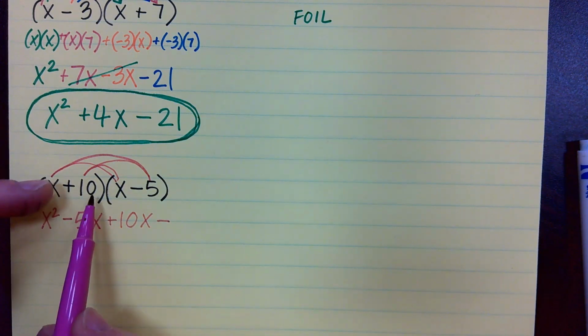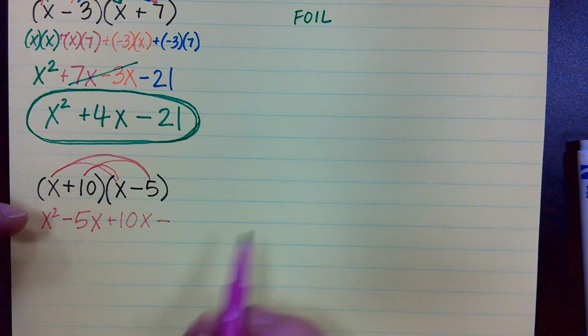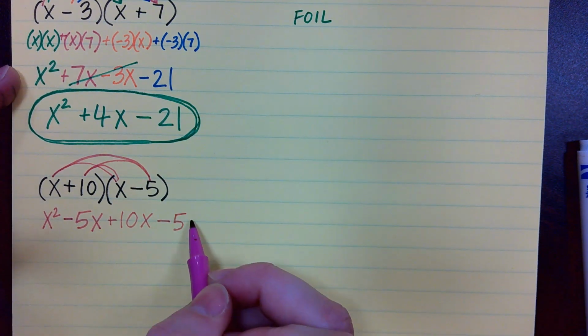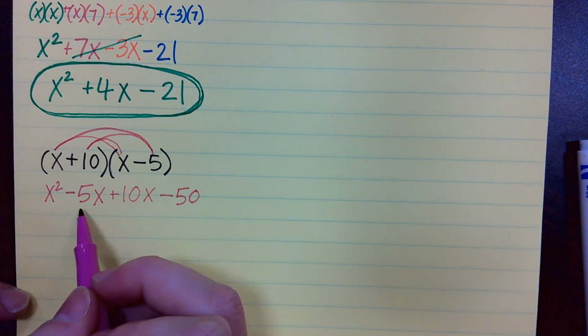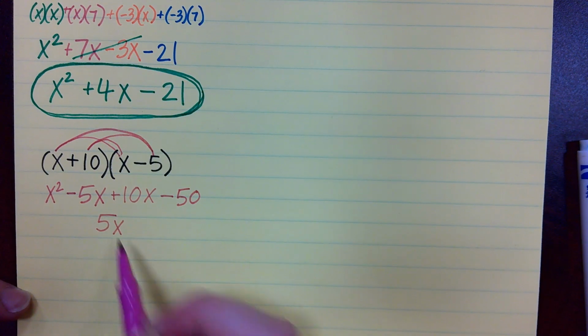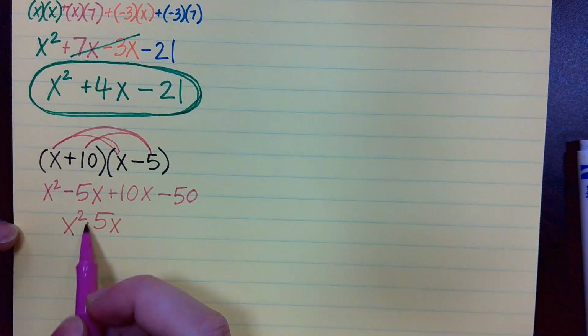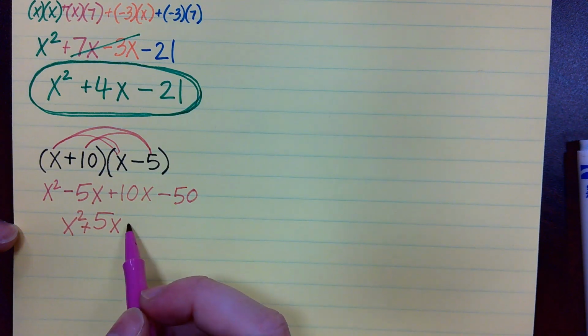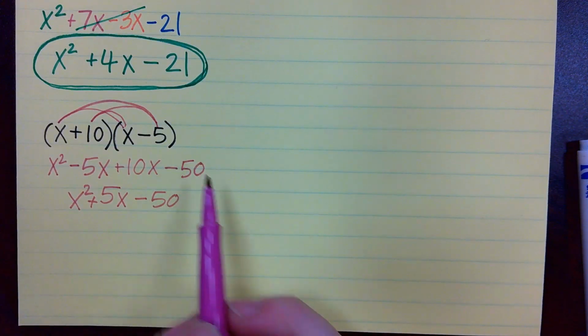Oh, so hang on. 10 times negative 5, there's no x there. Minus 50 is correct, yes. Minus 50. You got two like terms. Yep, so now we have our like terms in the middle. What is negative 5x plus 10x? 5x. That is right. We got 5x here. Bring down the x squared. x squared plus 5x minus 50. And we're done.